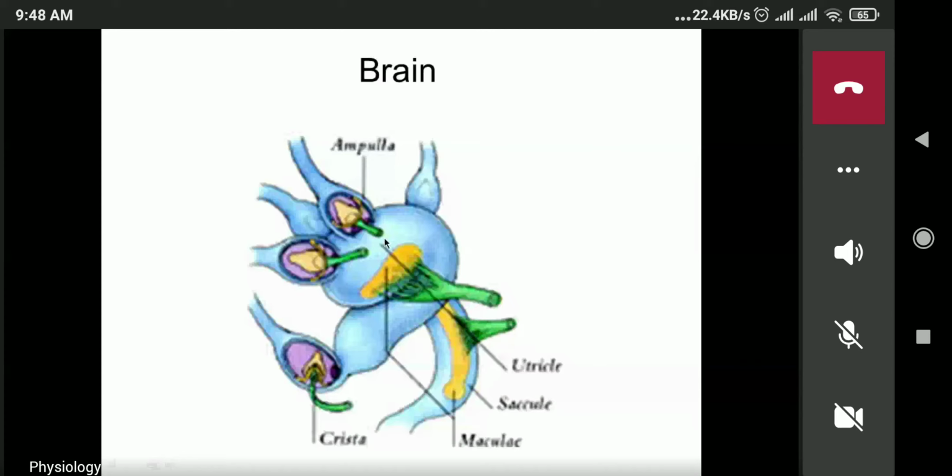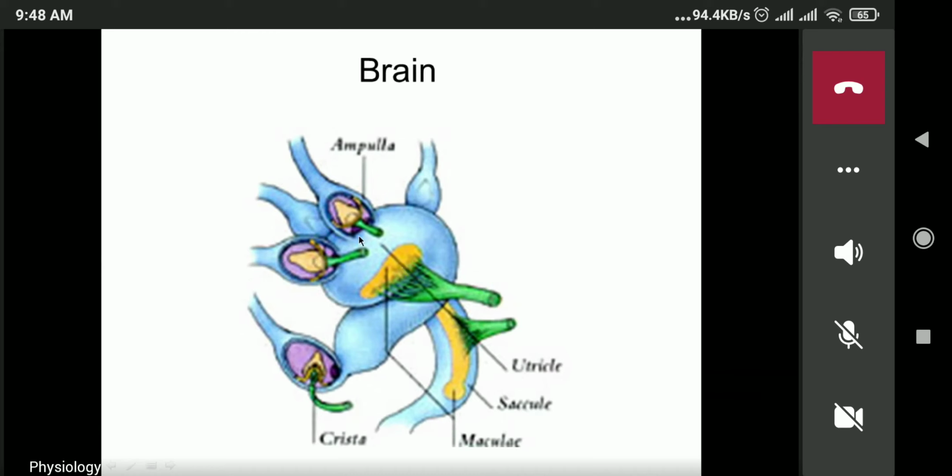Then comes the utricle. Inside the utricle, there is a jelly-like substance, and in that jelly-like substance, there are some crystals. Those are calcium carbonate crystals. This is called the macula. So it is the macula of utricle. Here another macula is there, the macula of saccule, right? The macula of utricle, the macula of saccule. Here also the hair cells are present.